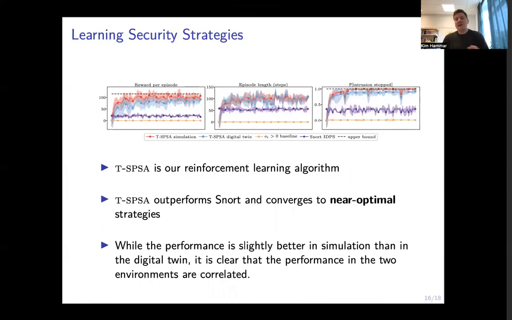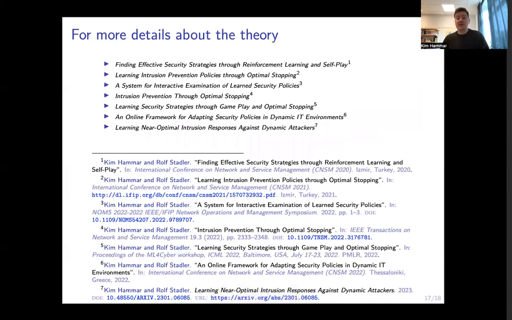Now, this was really just a glimpse of our reinforcement learning evaluation. If you're interested in more details about the algorithms, the theory, and the system models that we are using here, I refer you to our previous publications on this topic, which are devoted exactly to the reinforcement learning part, as opposed to the paper I'm talking about today, which is more focused on the digital twin. But if you're interested in the reinforcement learning side, feel free to check out these references and also to approach me, and I'm happy to discuss it.